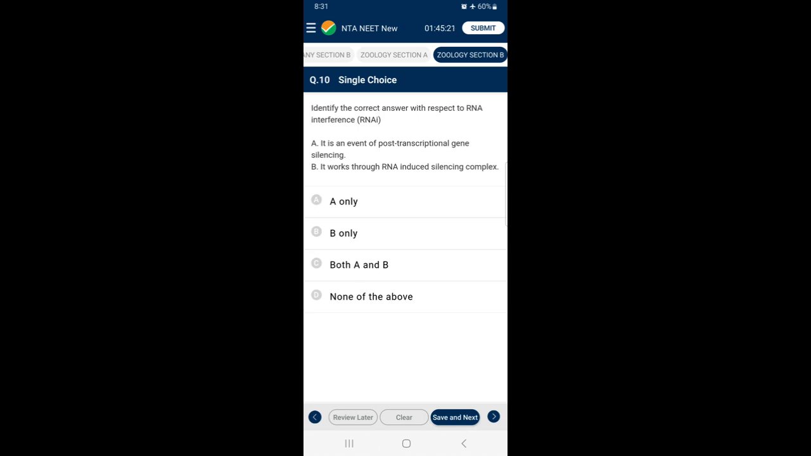Question number 10. Identify the correct answer with respect to RNA interference. Here 2 statements are given. Statement A: it is an event of post-transcriptional gene silencing. Statement B: it works through RNA-induced silencing complex. Both the statements are correct with respect to RNA interference. So the answer is option C, both A and B.